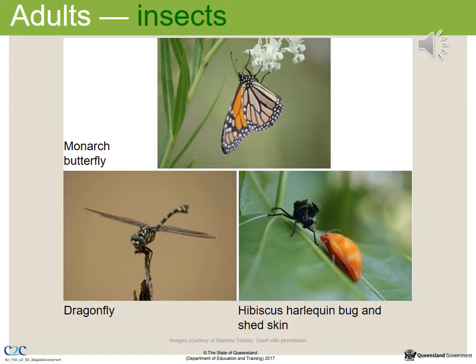So the adult phase is where our creatures have moved through that childhood point and they've hit the adulthood where they actually look like their parents again. Okay, you can see the monarch butterfly come out of its cocoon or its chrysalis. You can see the dragonfly has got his wings because he's taken that layer of skin off, and you can see the harlequin bug started to look like mum and dad by taking off that black layer.